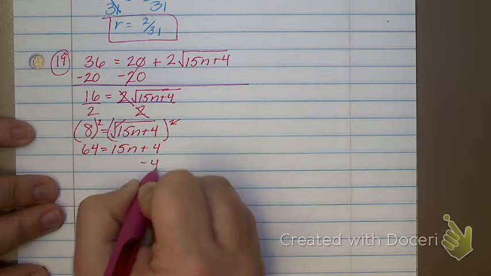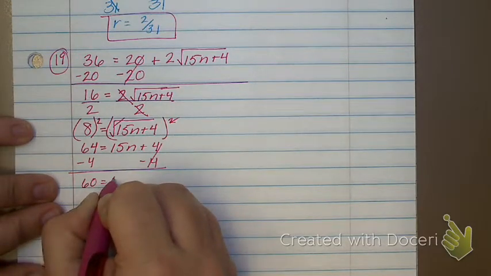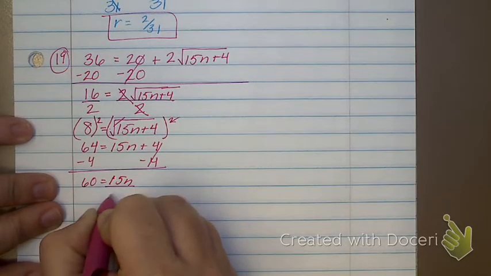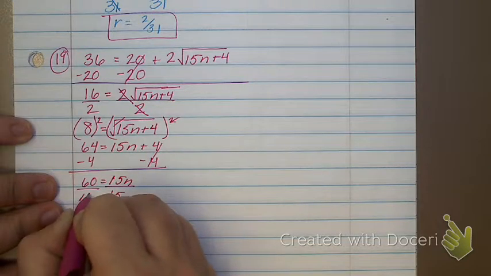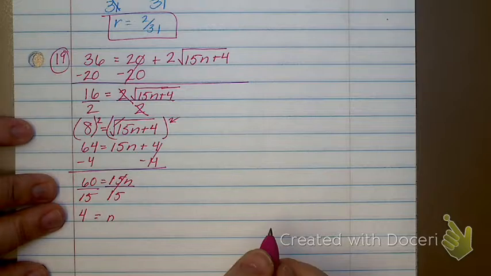I'm going to subtract 4. 60 equals 15n. Divide by 15. And n equals 4. Going to check my answers.